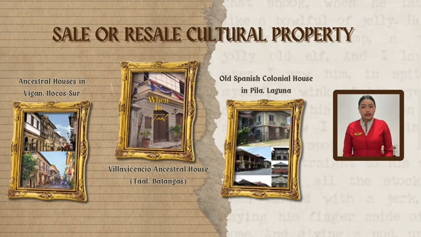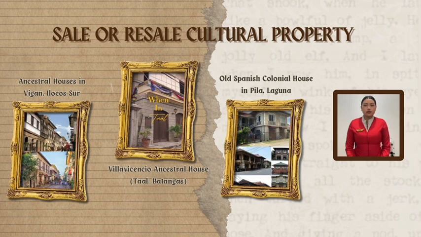First is the ancestral houses in Vigan, Ilocos Sur. These Spanish colonial style homes are highly sought after due to their architectural and historical significance. Second is the Villa Vicencio Ancestral House in Taal, Batangas. This house is a well-preserved example of Spanish colonial architecture in the historic town of Taal. While some of the architectural homes in Taal have been turned into museums protected by heritage laws, other properties in the area may be privately owned and available for sale.